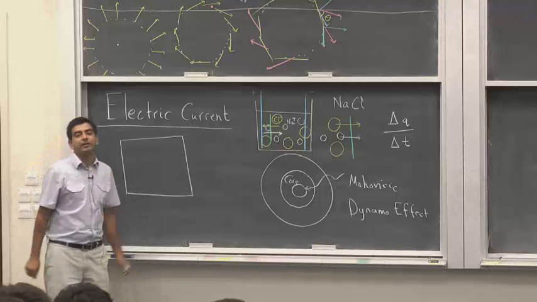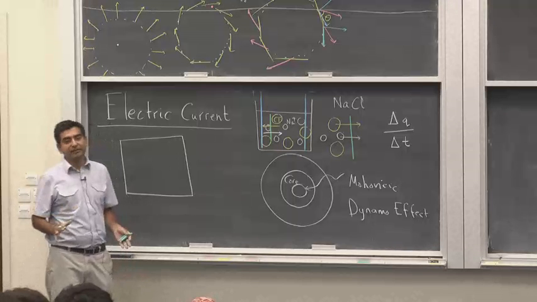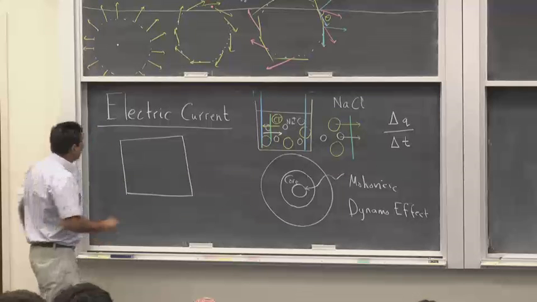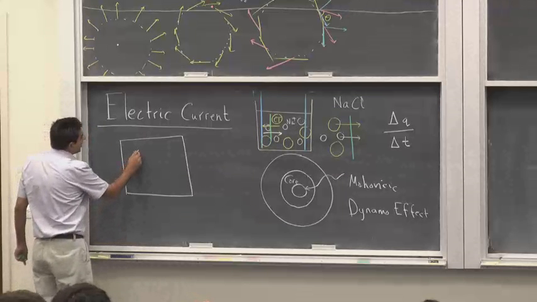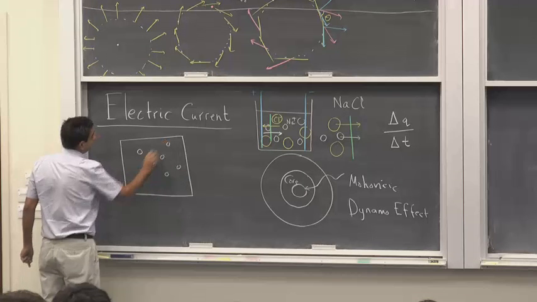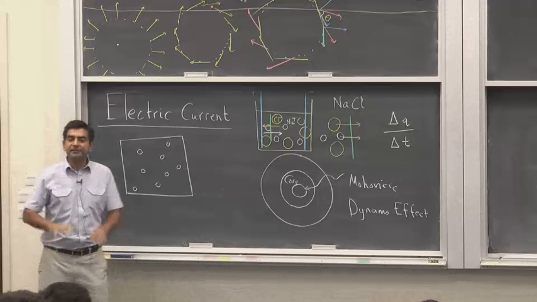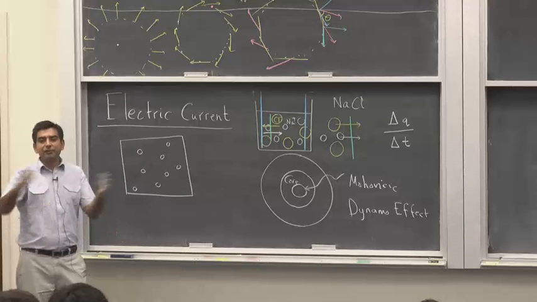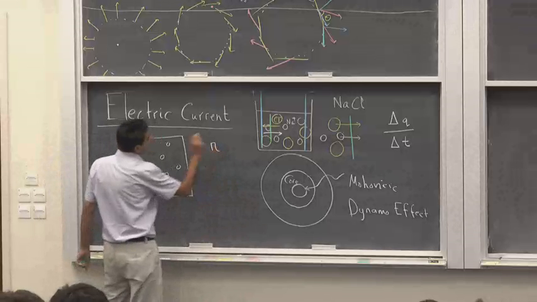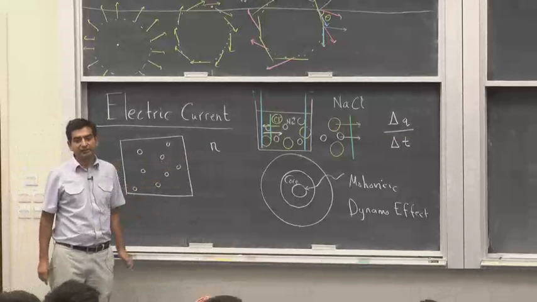volume. It could be a metal, it could be some solid, and there are charge carriers. So there have to be charge carriers when we're talking about current. Suppose those charge carriers are denoted by these spheres. They could be electrons, protons, anything. And these charge carriers are uniformly distributed inside the medium. And there are n charge carriers per unit volume. So this is a charge carrier density.